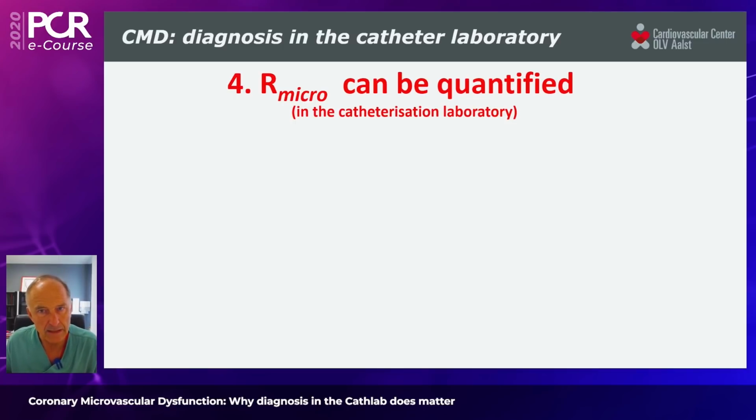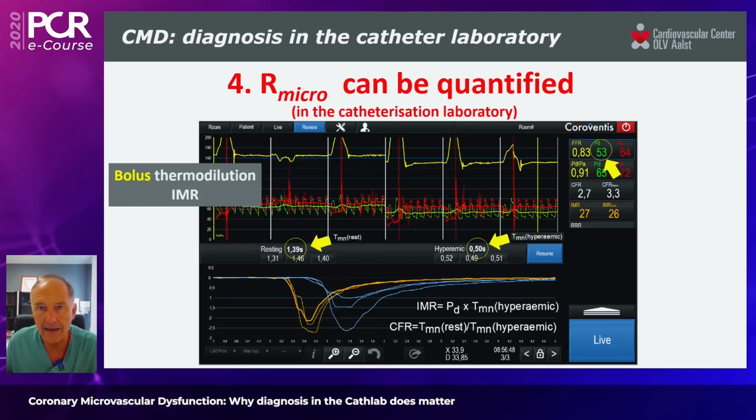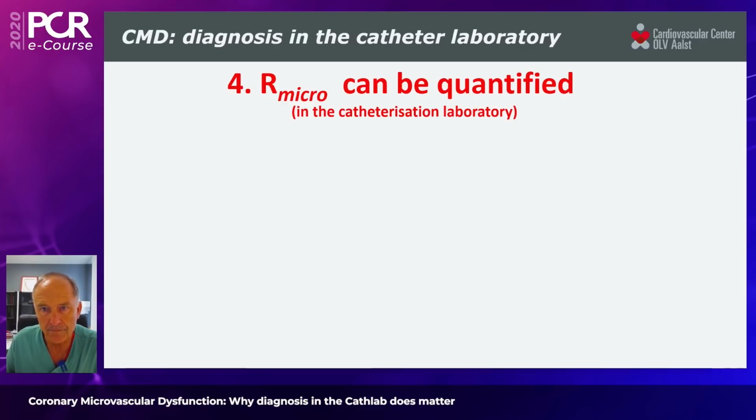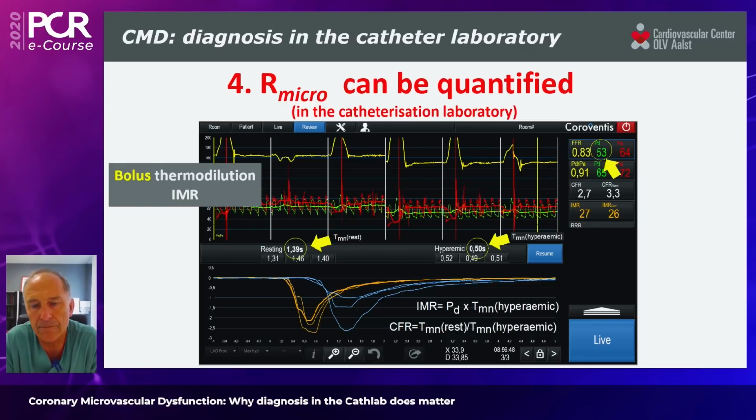The fourth thing, which is really important, and this is recent, is that the microvascular resistance can now be quantified. And I would like to discuss with you two approaches. We have alluded already to IMR, the index of microvascular resistance. Again, it is an index and it is obtained by bolus thermodilution. You have seen already examples, and probably many of you have already experience with that. But this is only an index of resistance. This is not an absolute value.